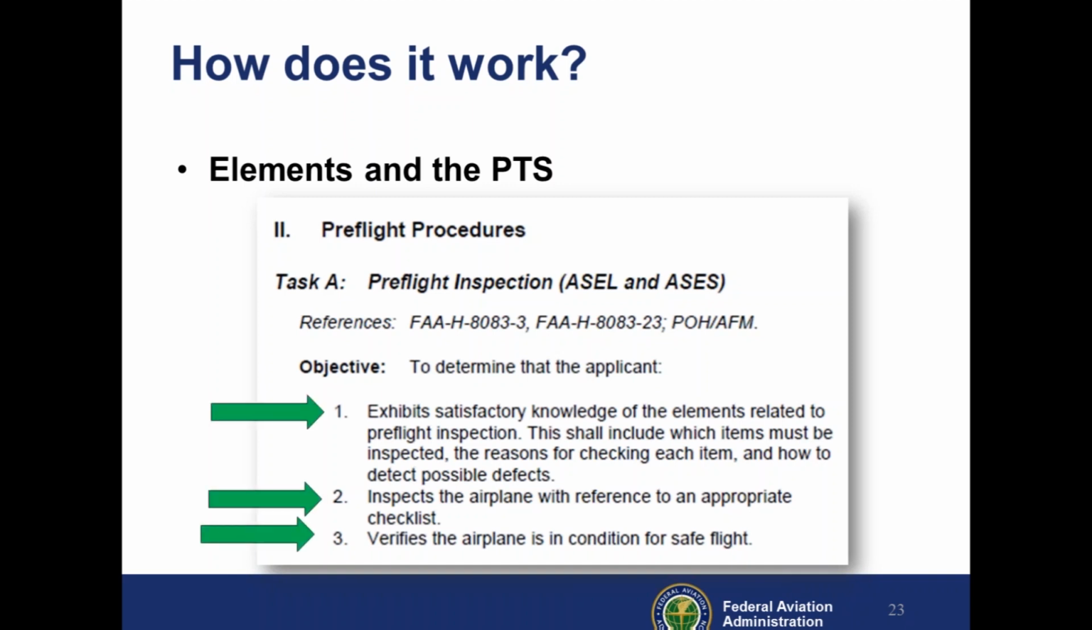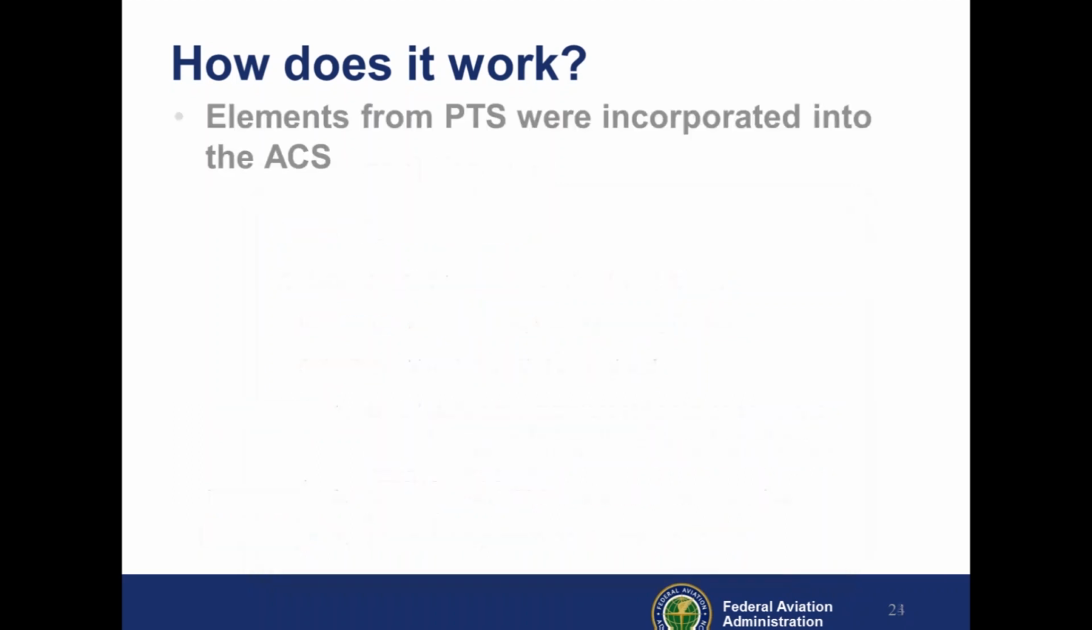And you can see generally those elements are talking about inspecting the aircraft, knowing why you should look for certain items, and how you can tell if something is defective. It talks about using a checklist, and then number 3 says verifies the airplane is in safe condition for flight. That was the extent of the guidance provided by the PTS. So when they developed the Airman Certification Standards, the work group was assigned to take the existing elements and existing standards and start working those into this new document, the Airman Certification Standards.